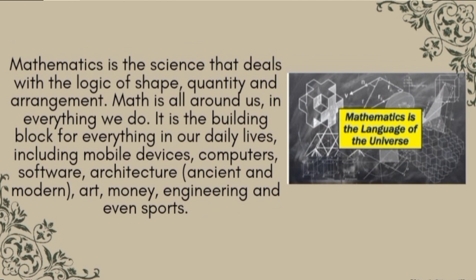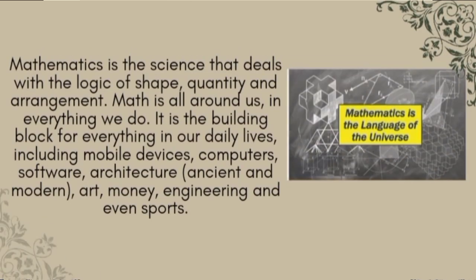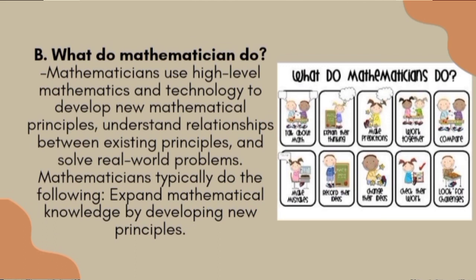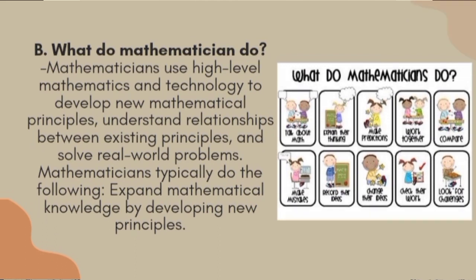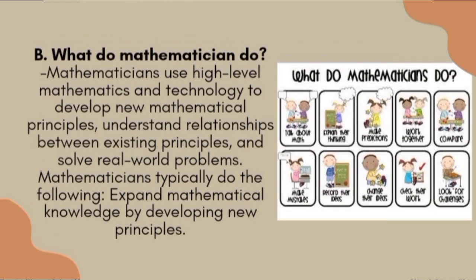It is not uncommon for people to wonder what relevance mathematics serves in their daily lives. In the modern world, math, such as applied mathematics, is not only relevant, it is crucial. Applied mathematics covers the branches that study the physical, biological, or sociological world. What do mathematicians do? Mathematicians use high-level mathematics and technology to develop new mathematical principles, understand the relationship between existing principles, and solve real-world problems.